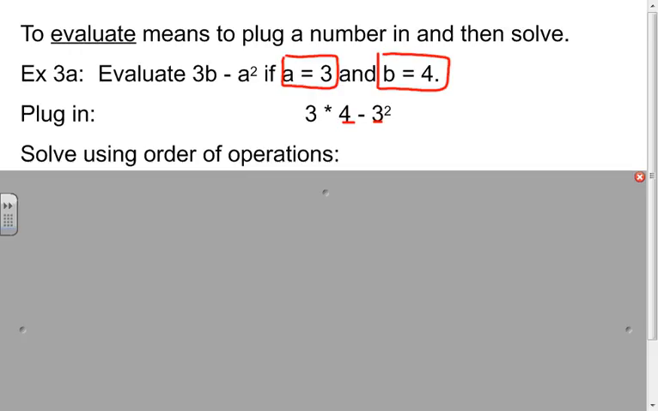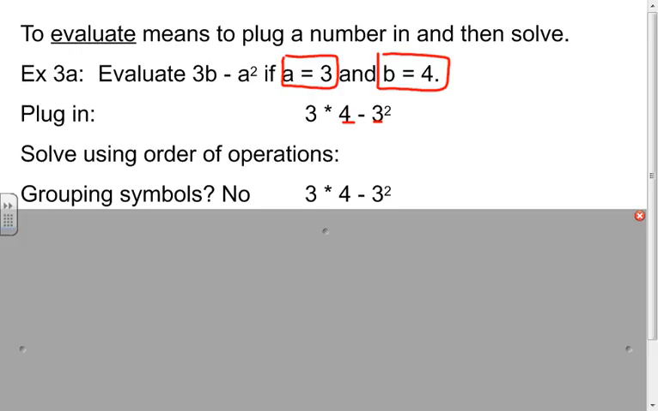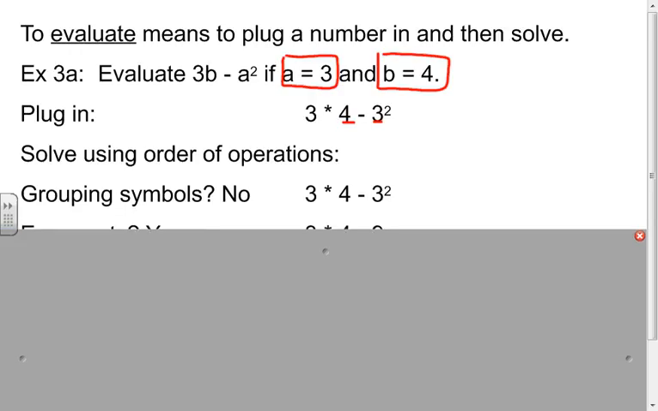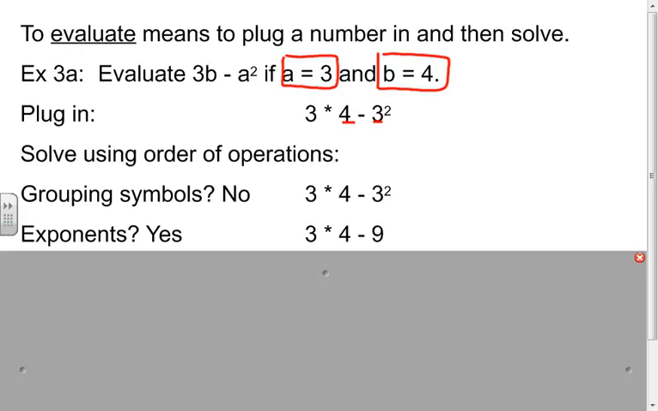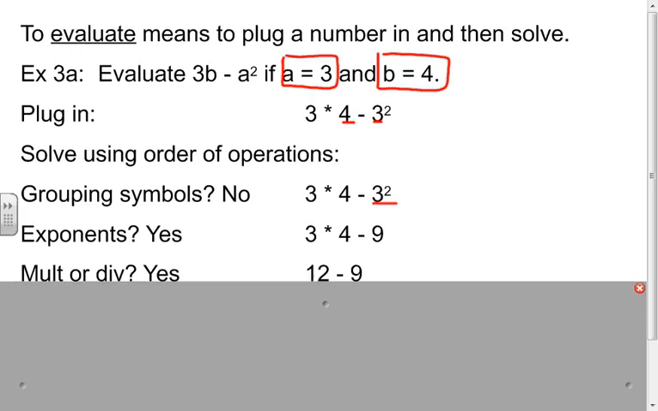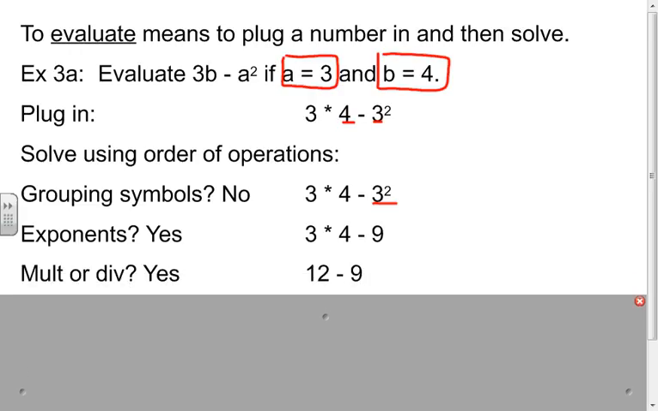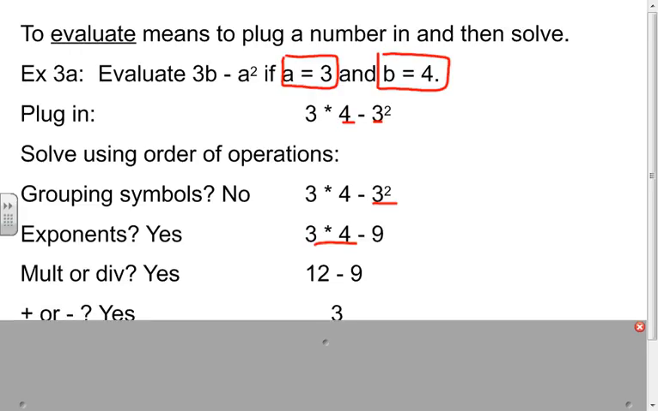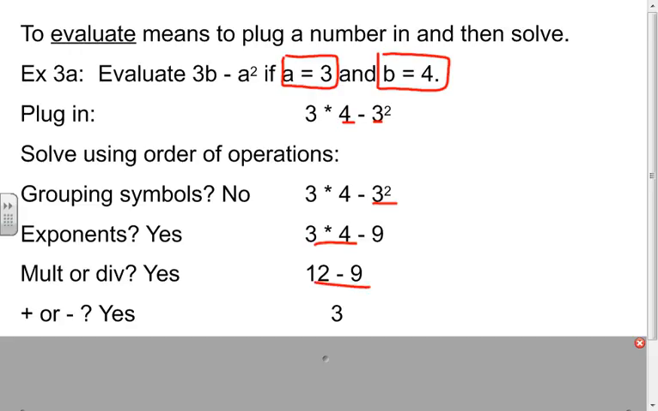Now I have to solve using the order of operations. If I look at my problem, do I have any grouping symbols? Because that comes first. No, I don't. Do I have any exponents? Sure I do. I've got 3 to the second power, and that turns into 9. No more exponents, so I go to multiplication or division. I've got 3 times 4, so that becomes 12. No more multiplication or division, so now I do add and subtraction. 12 minus 9 gives me an answer of 3.